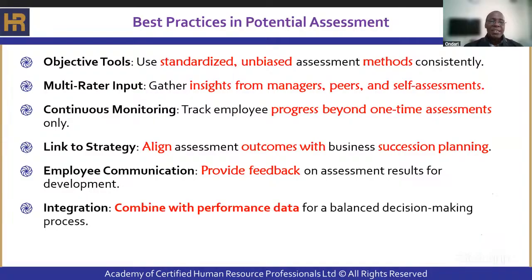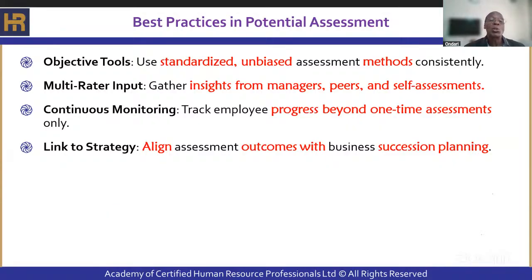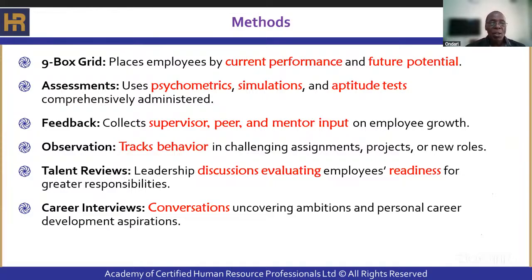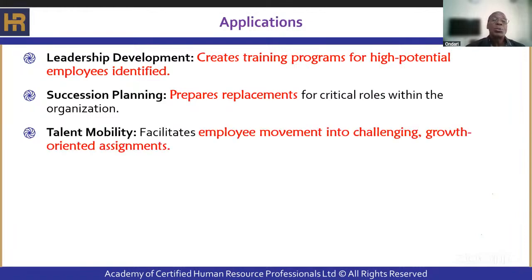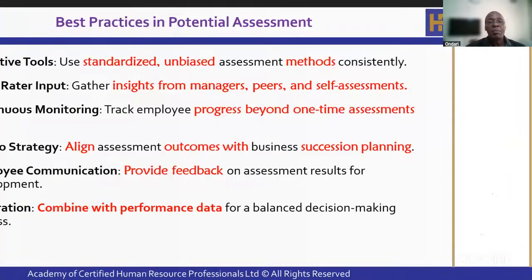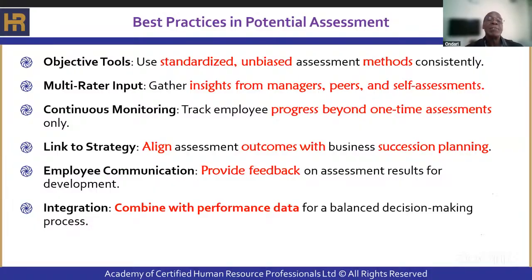What are the best practices in potential assessment? One, we must use objective tools. These are systems or methods that we use to identify potential. And therefore, these tools must be standardized and unbiased. We mentioned some of the methods or tools that we can use. If we can go back, this is where we use something like the 9-box grid, or observations, or career interviews. These are the tools that we use to ensure that we are not biased and that we do not discourage people because we identify wrong people.